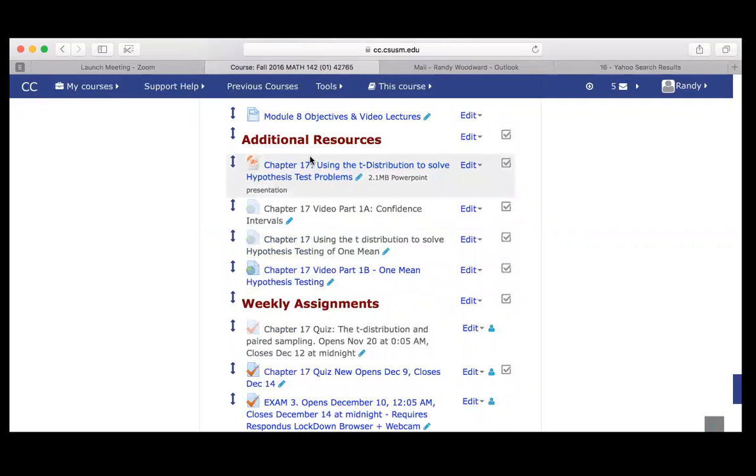Now the chapter 17 PowerPoints are going to include a confidence interval. You see this black part here? You won't see that on your screen. I've hidden it. And I have hidden this video for now, anyway. And I have replaced it. Oh, where is that?